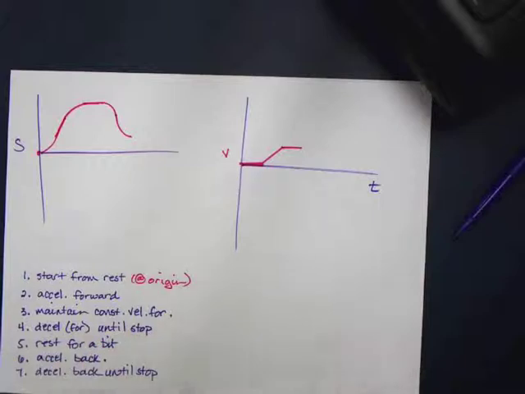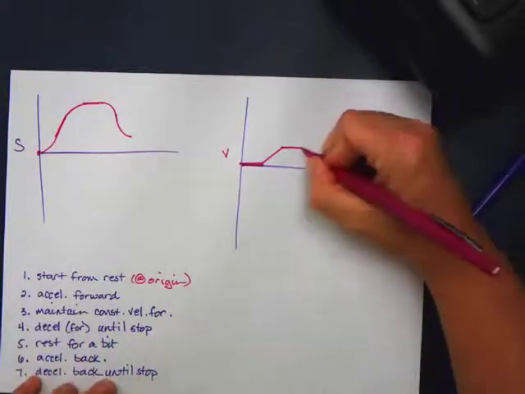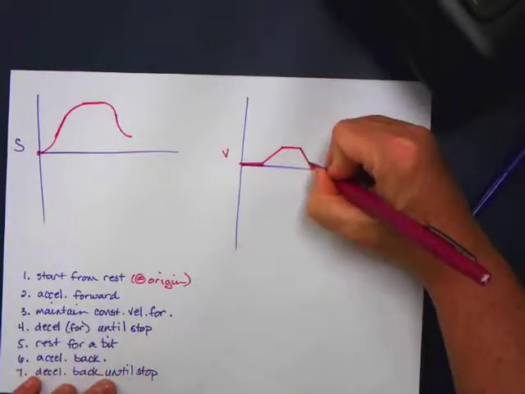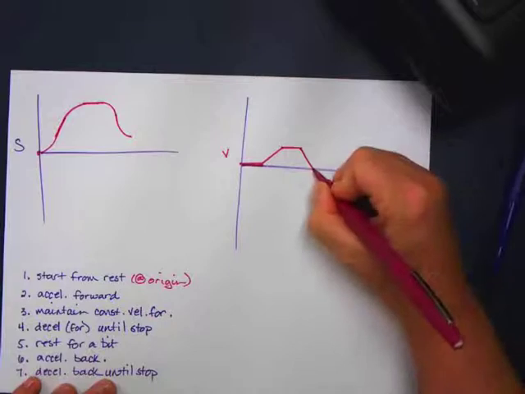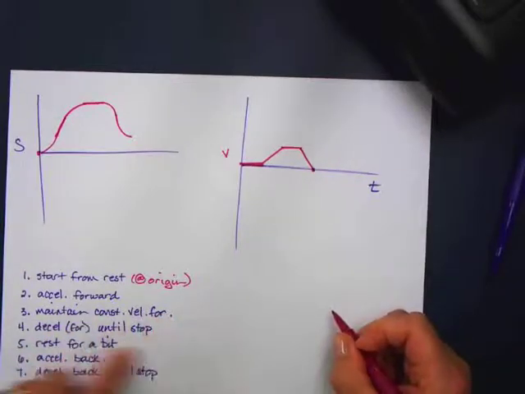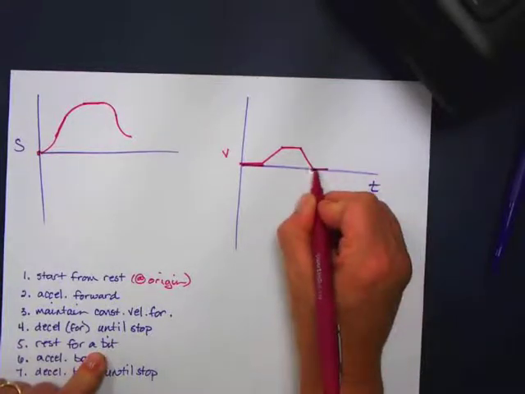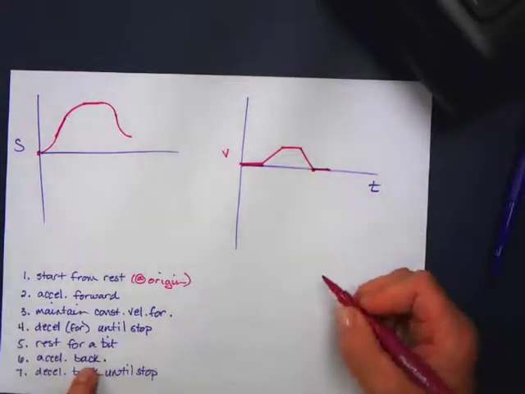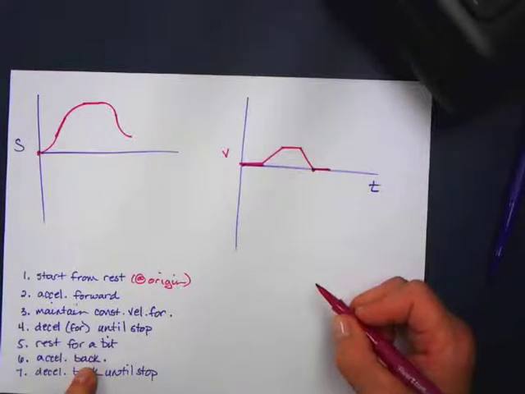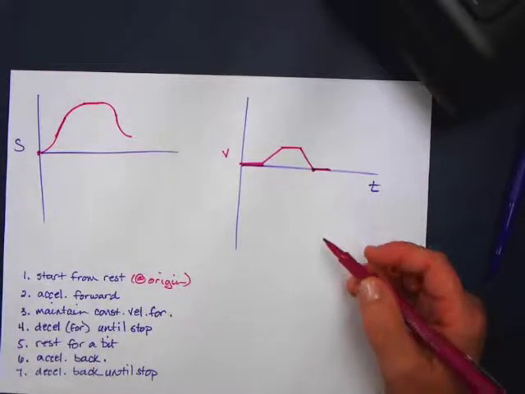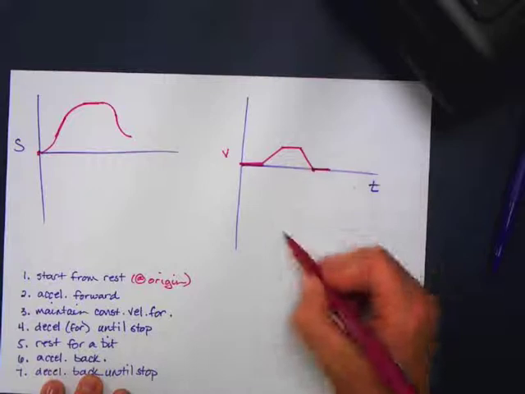Decelerate forward until we stop. Show me with physics pointing finger. Which way is that going to go? Right, back down until we stop. So how far down do I extend this line? Yep, there's stop. So stop. Rest for a bit. What does the line do now? Horizontal stays on 0, right? Accelerate backwards. Now where do I go?